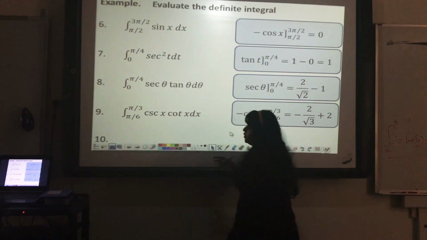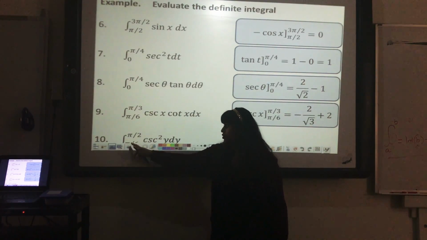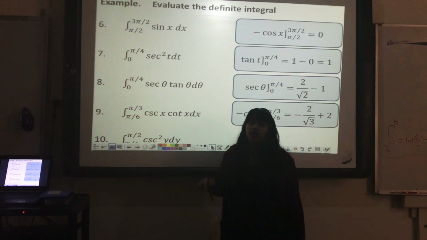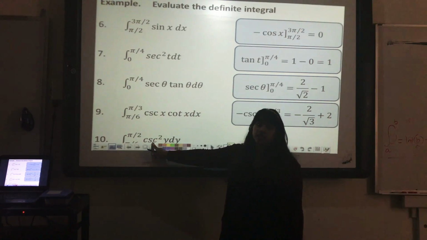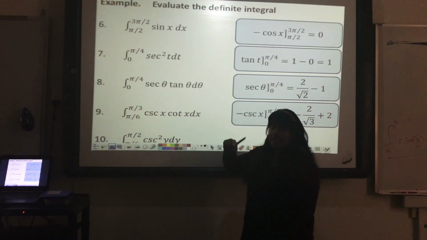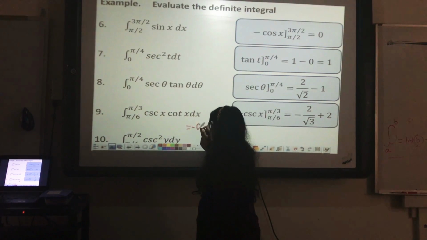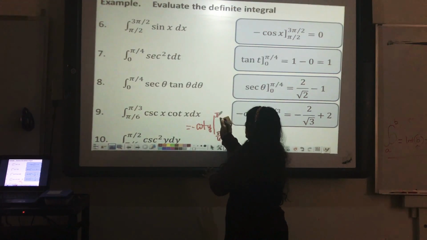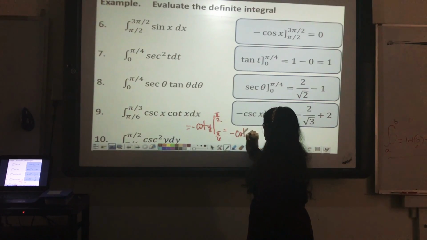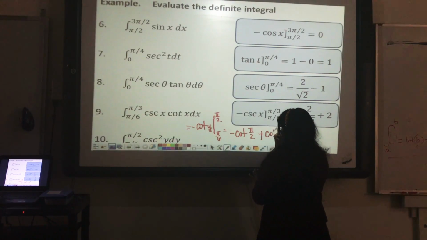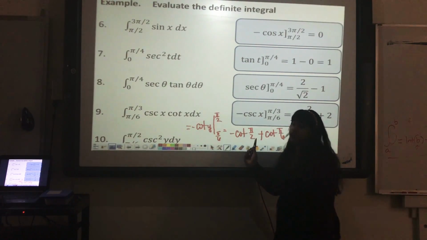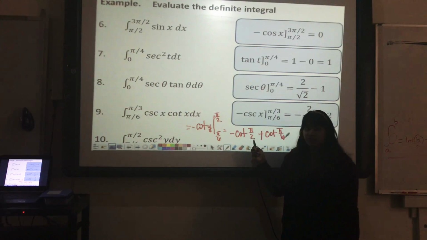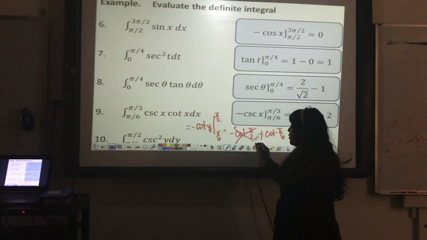Our final question, it's a little hard to see, but it's the definite integral from pi over 6 to pi over 2 of cosecant squared y. So what is the integral of cosecant squared? It is negative cotangent, so it becomes negative cotangent y evaluated from pi over 6 to pi over 2. So this equals negative cotangent of pi over 2 minus a negative, so plus cotangent of pi over 6. Well, the cotangent of pi over 2 is 0, because tangent of pi over 2 is undefined, so if I flip that, this becomes 0 and I don't have to worry about it.